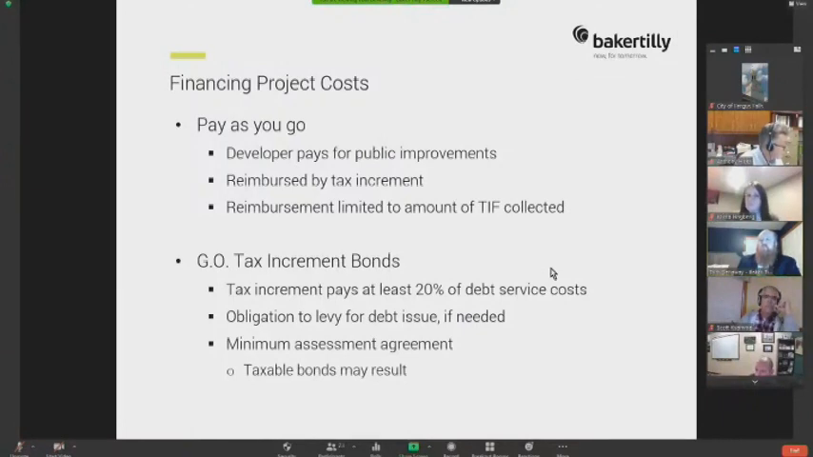When we talk about TIF districts and funding of TIF improvements, we have to talk about how those improvements are being funded, because TIF is fundamentally a future source of revenue. TIF is revenue that's not going to be in place today. It's going to be in place and generated in the subsequent years after the new development happens.